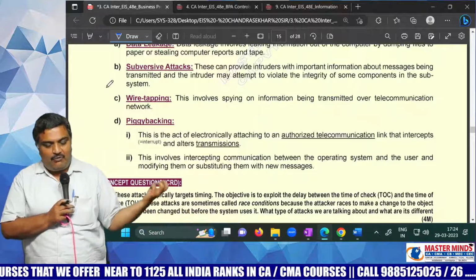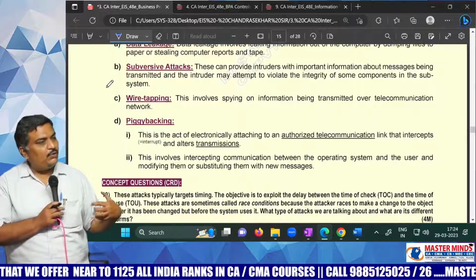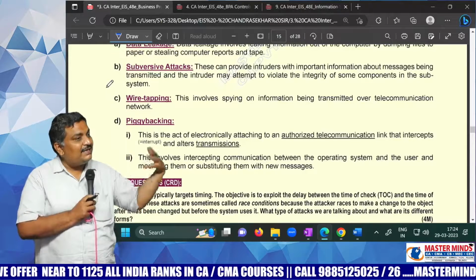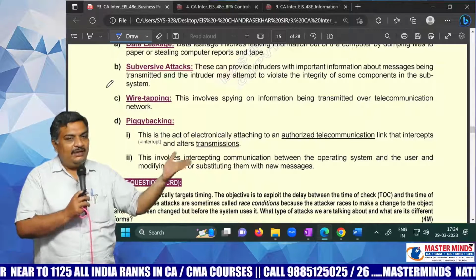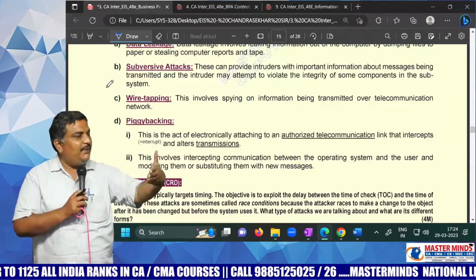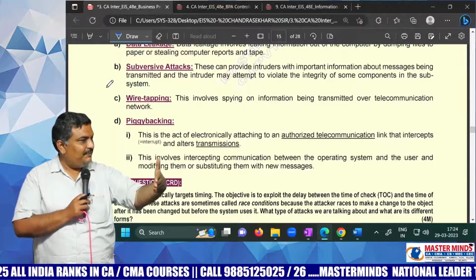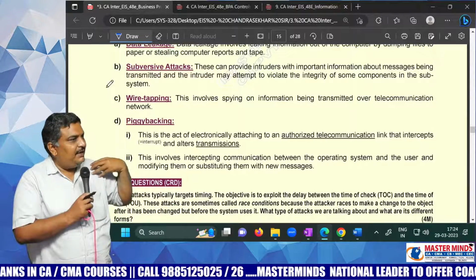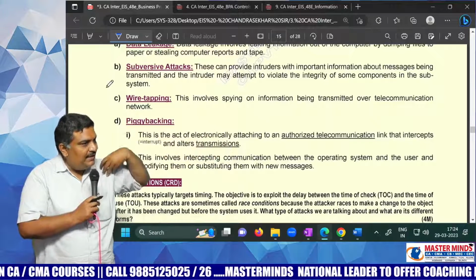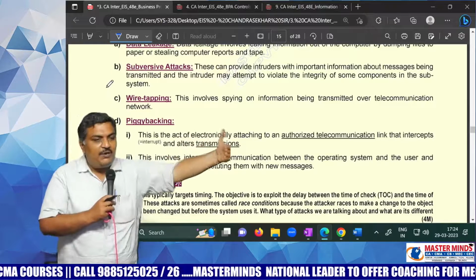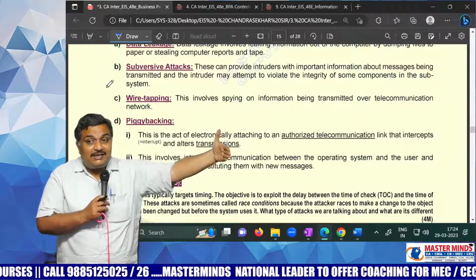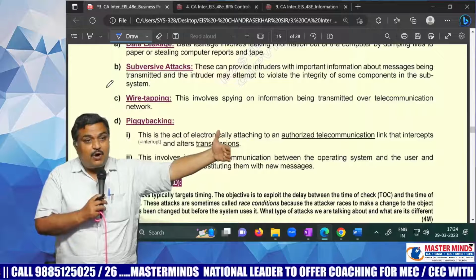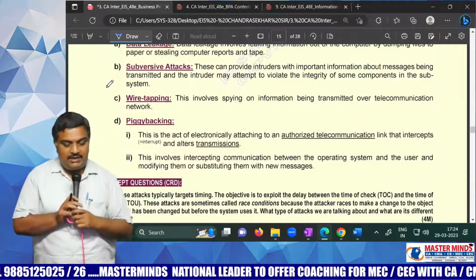Okay. And now piggybacking. Piggybacking means what? This is also like that. Intercepting. Intercepting means what? In the name itself it is there. Inter means in between. Cept means cut. Intercept means, for example, I am sending a message to him. I am the sender, he is the receiver. But someone came in between and he is listening to what we are doing, or sometimes he is modifying what we are doing. That is called piggybacking.